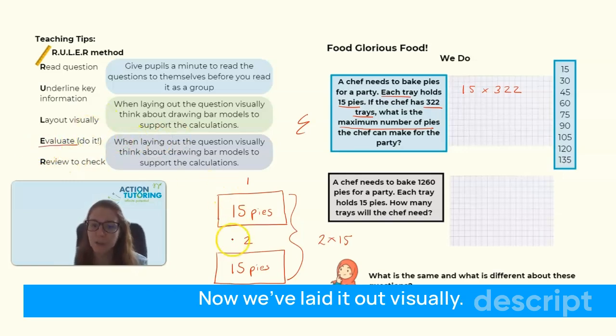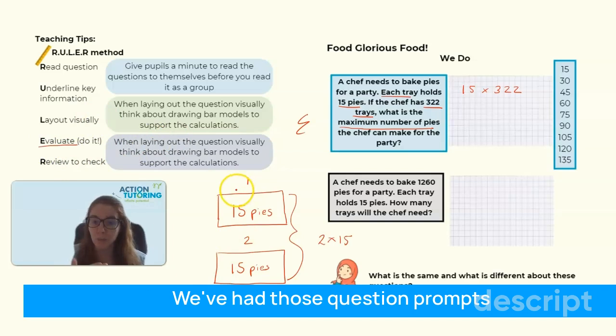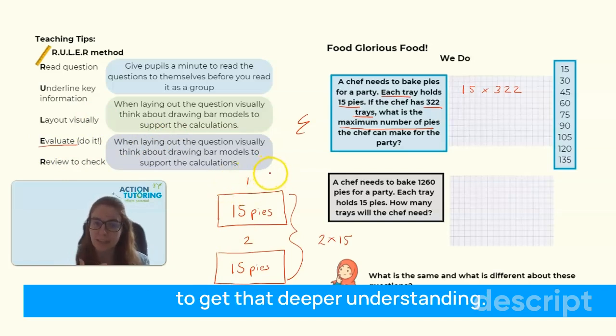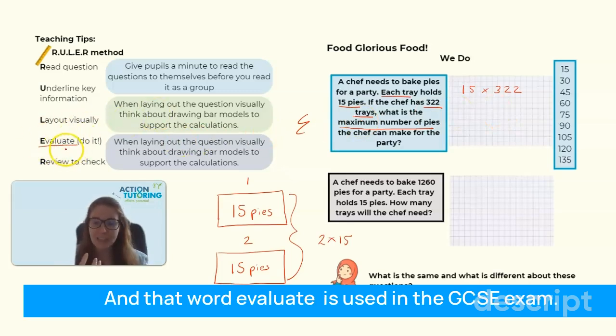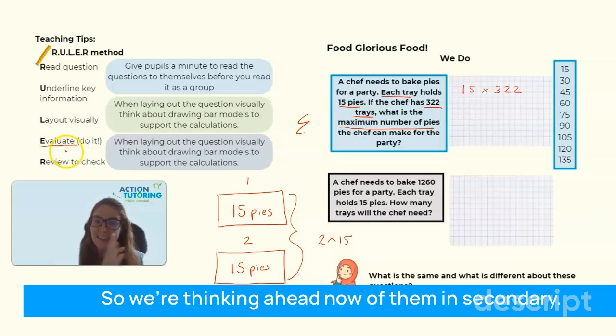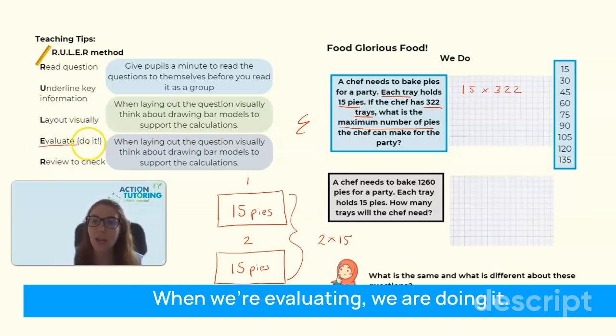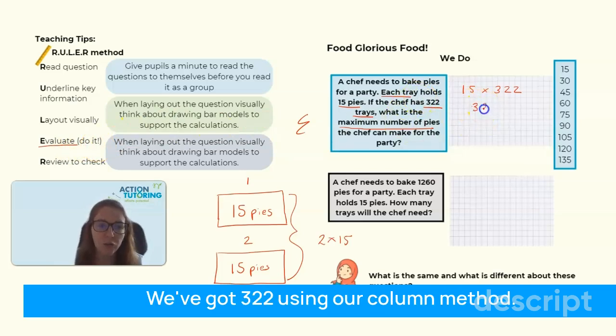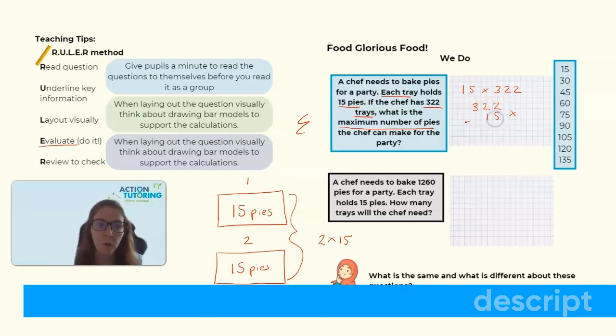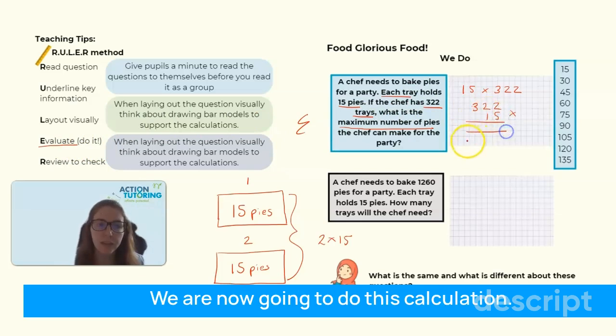Now we've laid it out visually. We've had those question prompts to get that deeper understanding. We've built up to it, and now we've got to evaluate. And that word evaluate is used in the GCSE exam, so we're thinking ahead to them in secondary. When we're evaluating, we are doing it. So let's lay it out. We've got 322. Using our column method, we are now going to do this calculation.